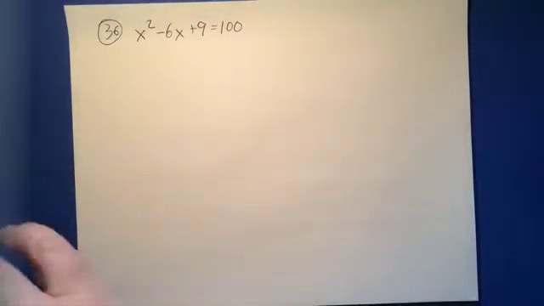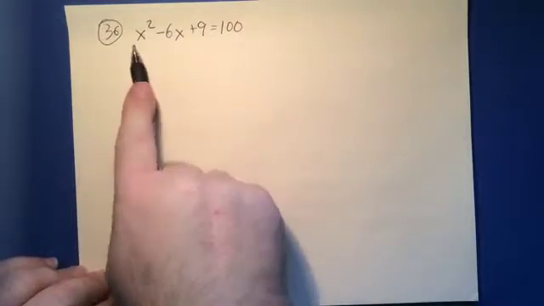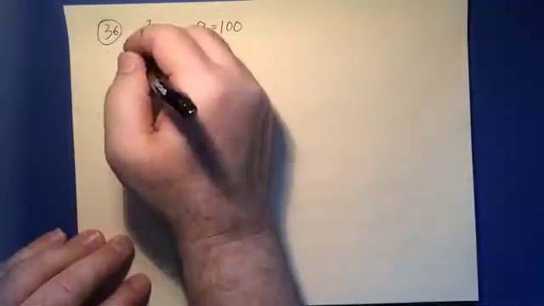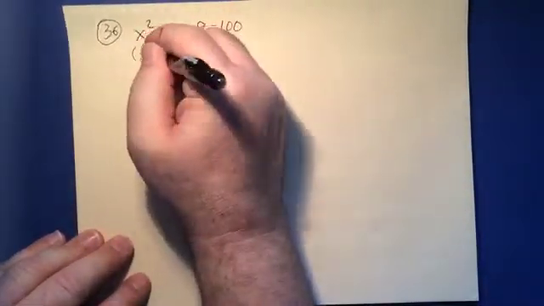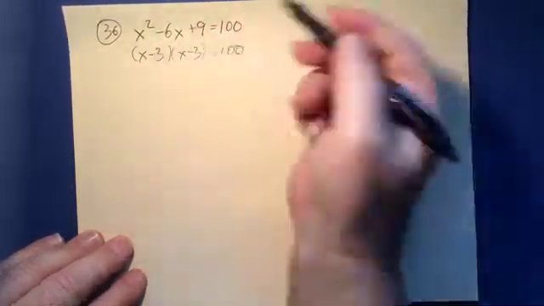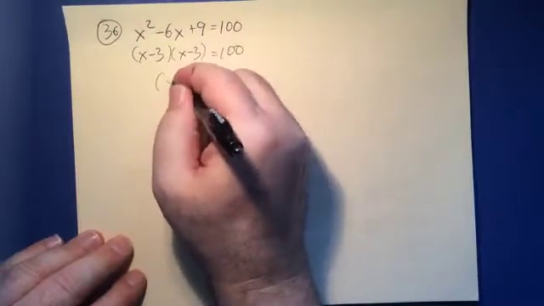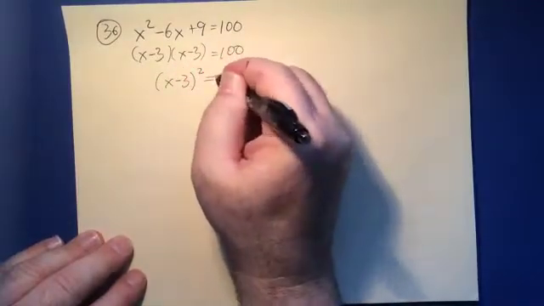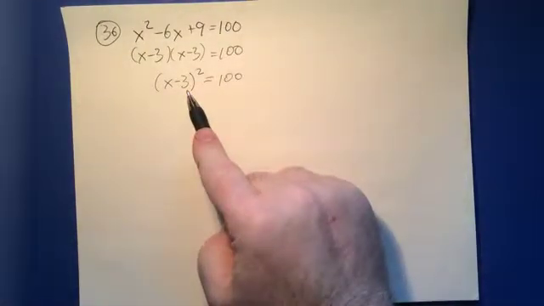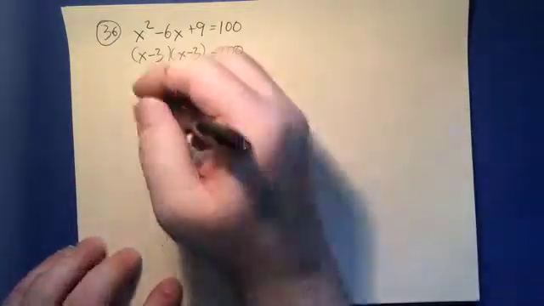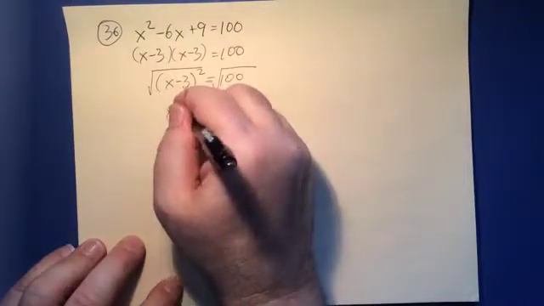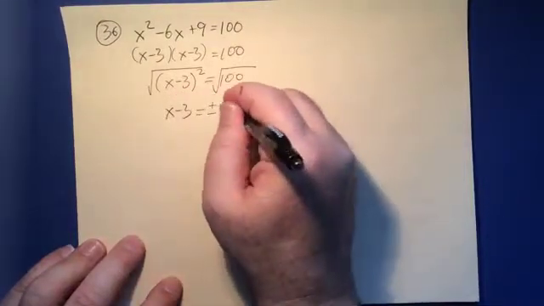Well, what's different about this is a trinomial. It's still a quadratic equation because of the x squared, but we have a trinomial. However, if we factor this, we will notice that we can write this side as the quantity of x minus 3 times x minus 3. We can further simplify this by writing this as x minus 3 squared is equal to 100. Once we get the problem to this point, we can now take the square root of both sides, and we would get x minus 3 equals plus or minus 10.